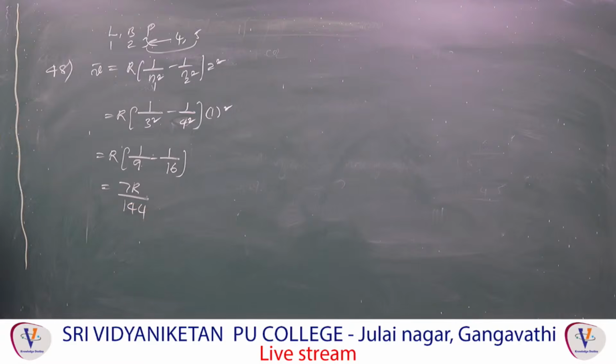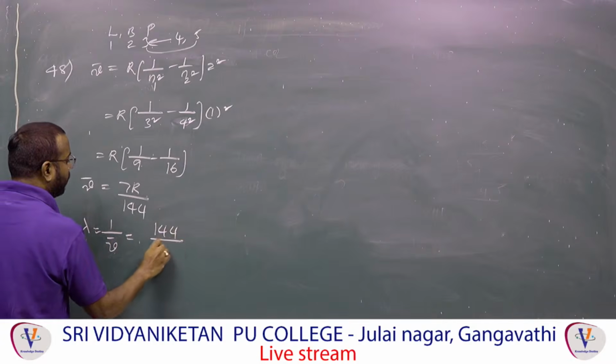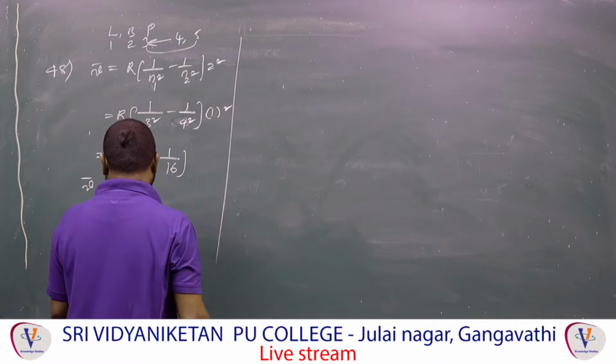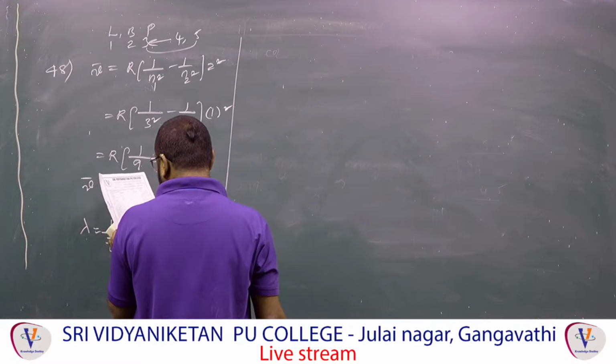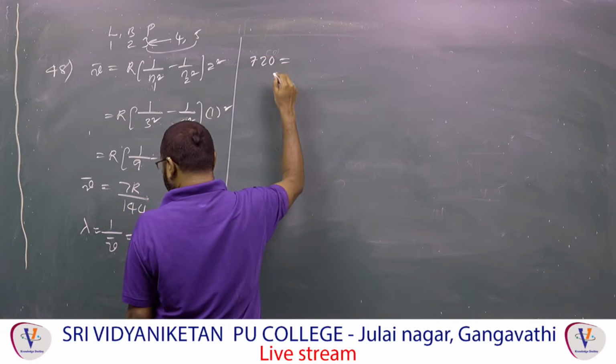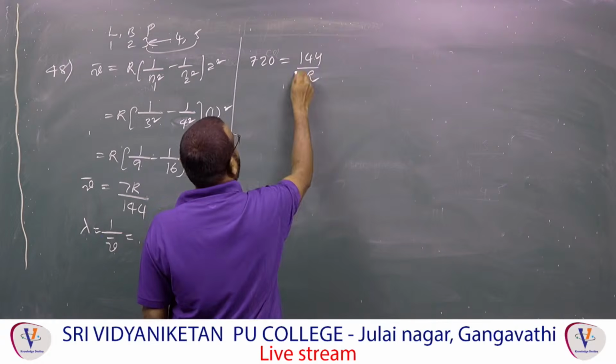7R/144. This is nu bar, but I need lambda. Lambda equals 1/nu bar, which is equal to 144/7R, and we already have that lambda value with us, which is given already. Let's substitute that: 720 equals 144 divided by 7R.